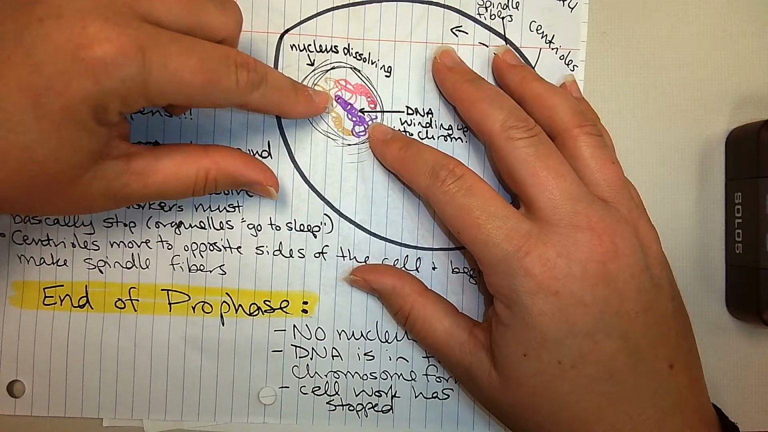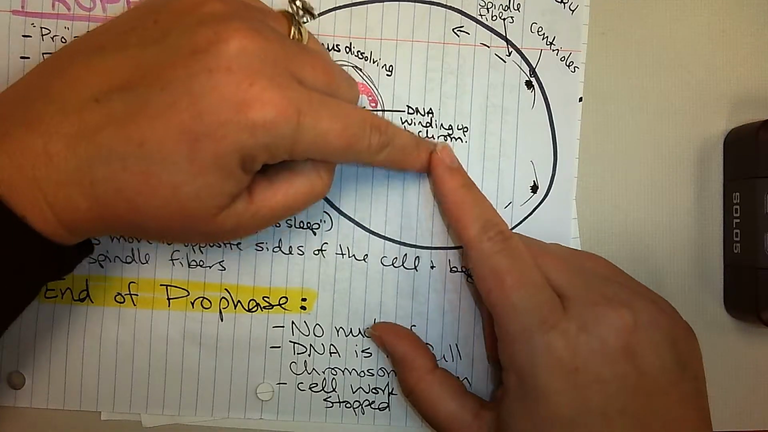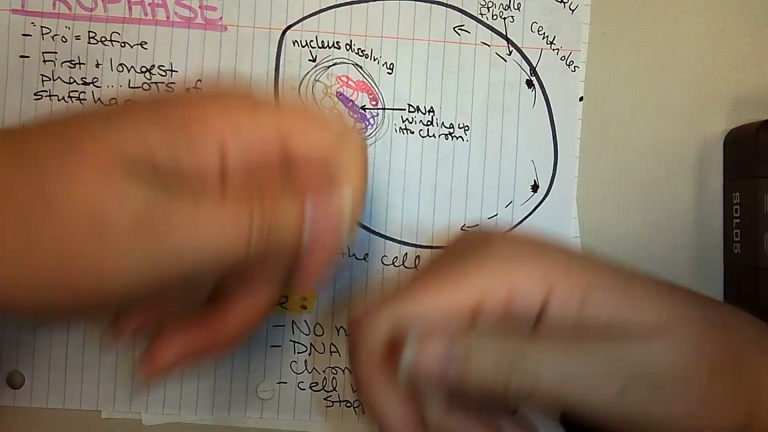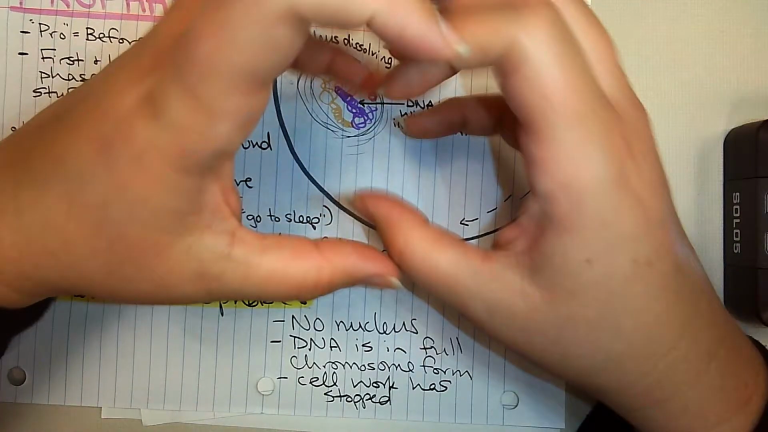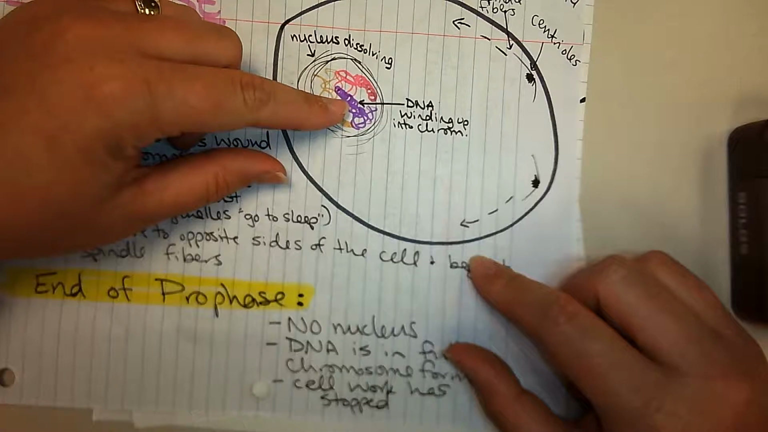So it needs to wind up, because when it's being pulled from one end of the cell to the other end of the cell, it doesn't need to be pulled single strand. It's a lot faster if you have this bundle and it's just pulled. So it's faster. It's safer for the DNA.